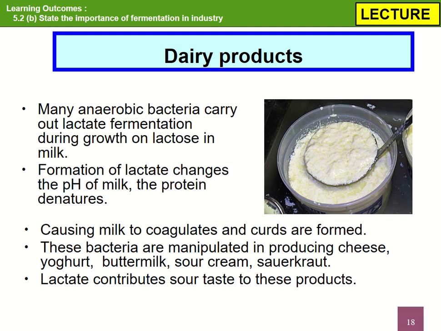Fermentation is also used in dairy products. Many anaerobic bacteria carry out lactate fermentation during growth on lactose in milk. Formation of lactate changes the pH of milk and the protein will then denature. This will cause milk to coagulate and curds are formed. These bacteria are manipulated in producing cheese, yogurt, buttermilk, sour cream, and sauerkraut. Lactate contributes sour taste to these products.